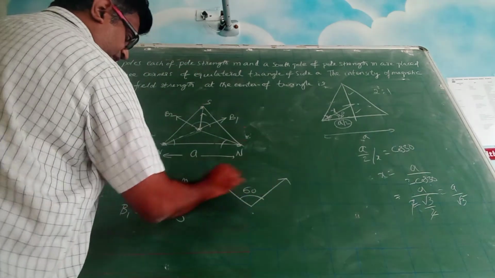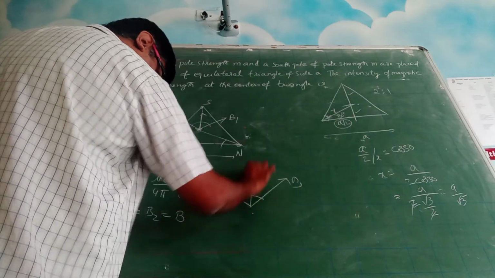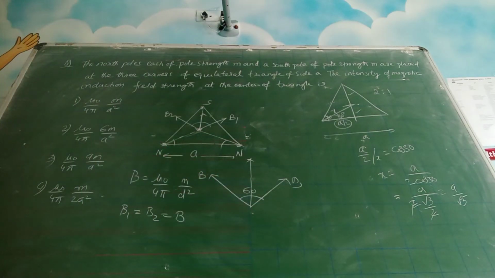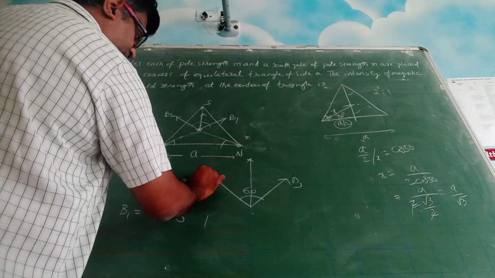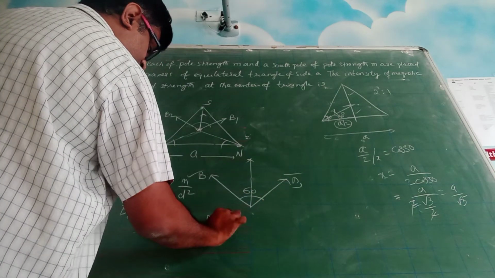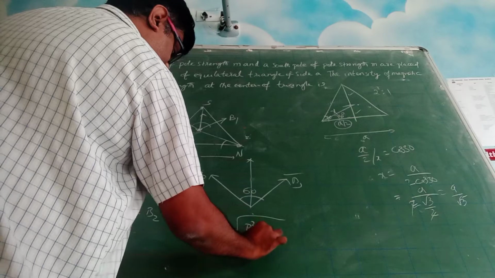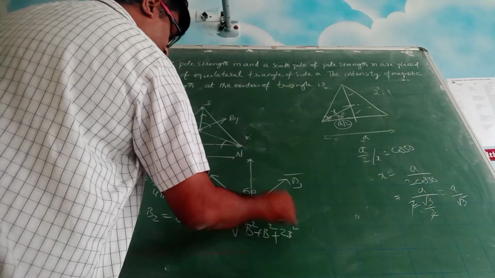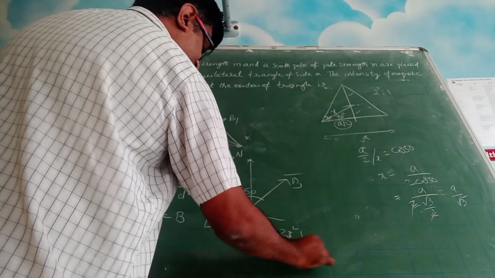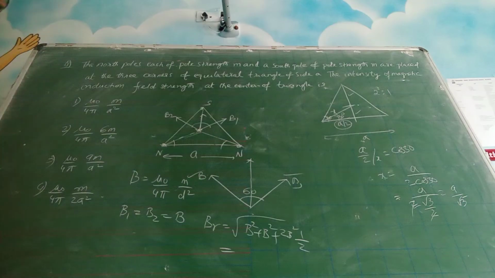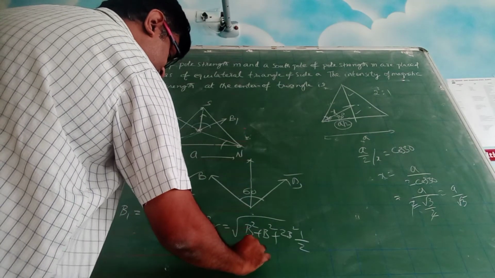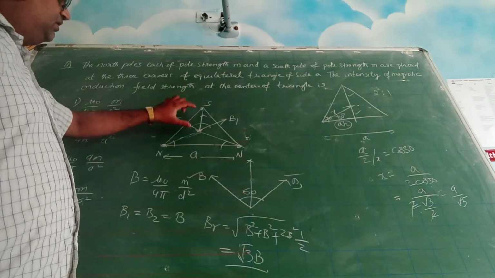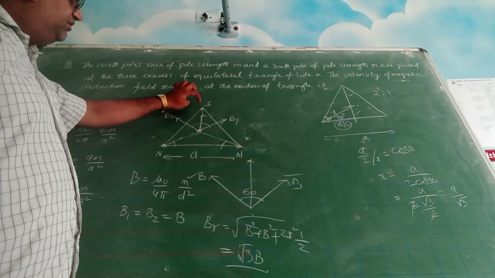Now because these two are identical, their resultant will pass through the center. So we can apply the parallelogram law here. Parallelogram law for this one and this one, let me call the resultant R, is equal to root over B square plus B square plus 2 B1 B2, that means another 2B square into cos 60. Cos 60 is sin 30. So how much you got? It is root 3 times B. So that is along this direction. But there is another magnetic field because of this south pole also.